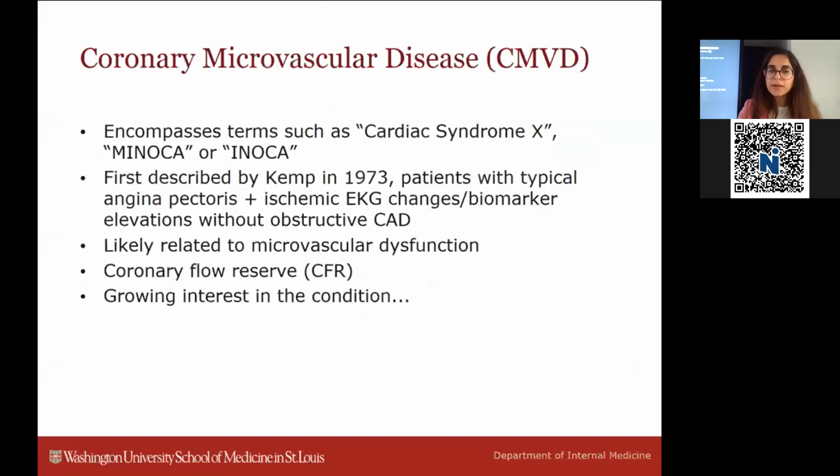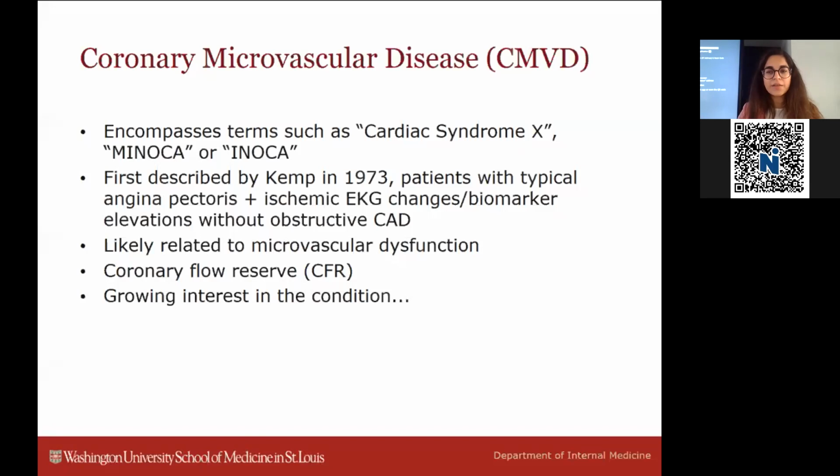So what really comes under this big bucket of CMVD? A lot of my mentors studied this as cardiac syndrome X when they were in med school. A lot of us think this is synonymous with MINOCA or INOCA, or a lot of us really don't know what this is. And admittedly, I learned a lot through researching this topic, but CMVD is the big bucket that we can probably put all these terms under.